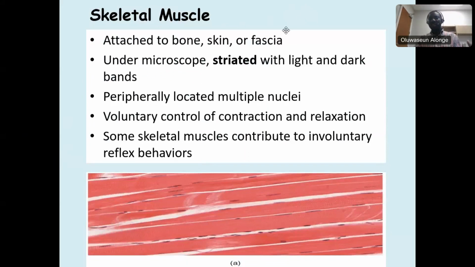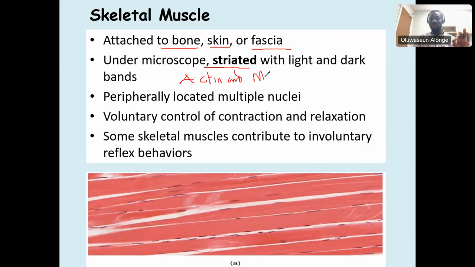The first is skeletal muscles. You see skeletal muscles everywhere in your body. You see them everywhere you have bone. You see them around the skin. You see them around the fascia, the membrane below the skin. Under the microscope, the skeletal muscles appear striated. And what we mean by striation is the arrangement of the contractile proteins, which are actin and myosin.